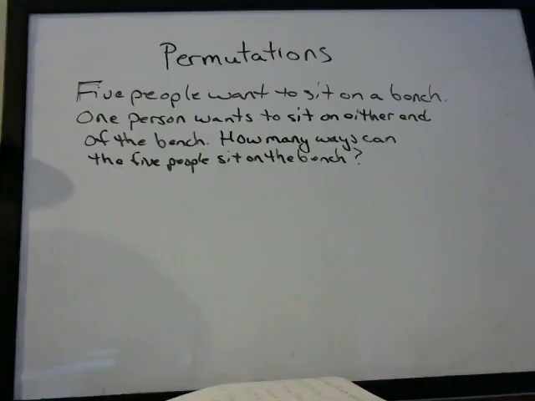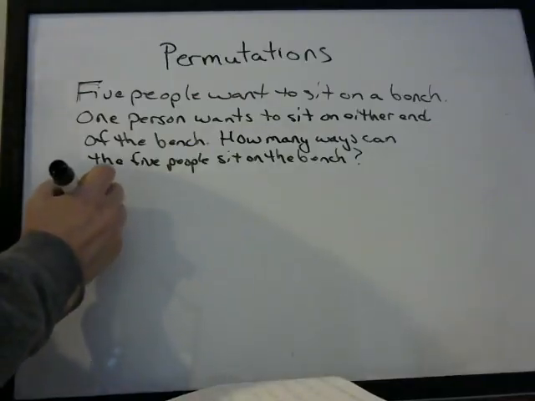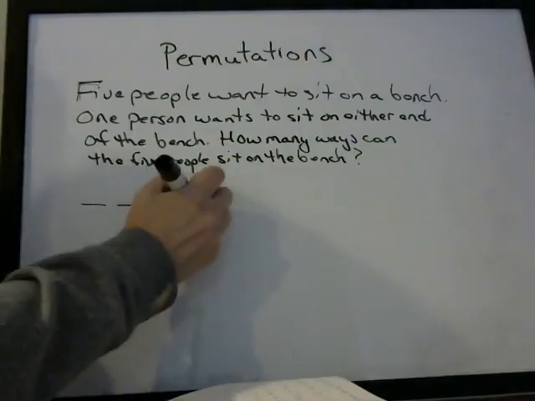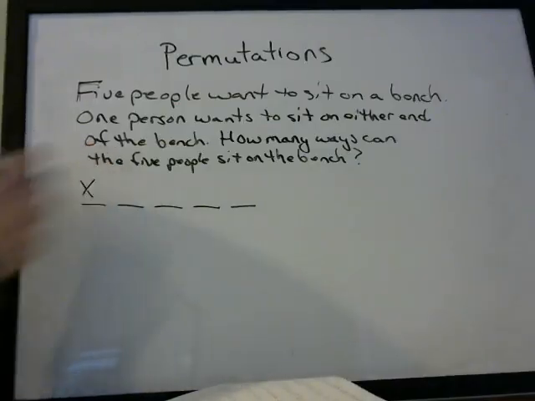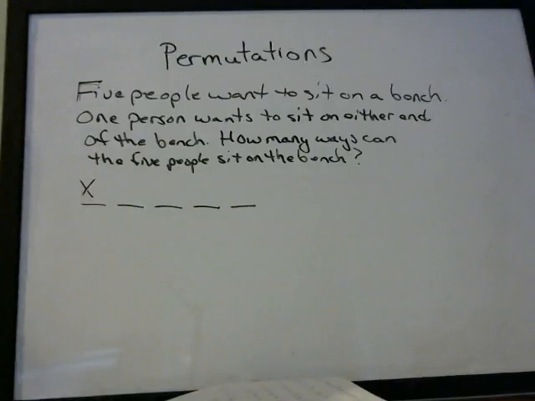So you have 5 people. One is imposing restrictions that he sits on the end. So how many ways can these 5 people sit on the bench? So you have 5 spots. And so let's say the person sits on this end. So there's 4 people left.